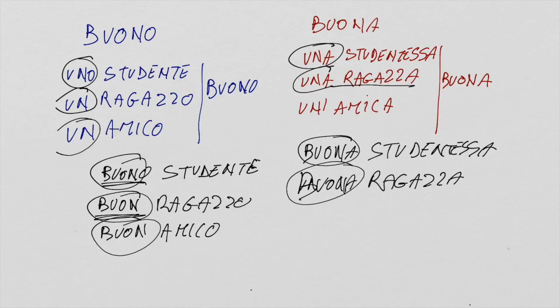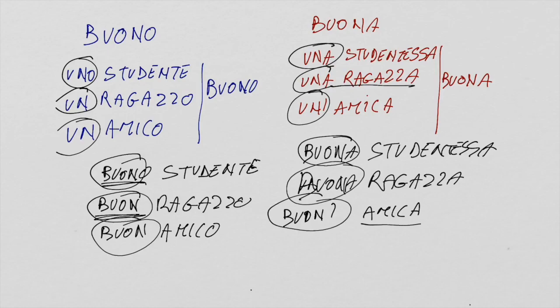Now, what happens with amica? Amica starts with a vowel, and what do I use? Un with the apostrophe, and I have a very similar form of buona: buon with an apostrophe in front of amica. So I use un with the apostrophe in front of a feminine noun starting with a vowel, and I use buon with the apostrophe in front of a feminine noun starting with a vowel.